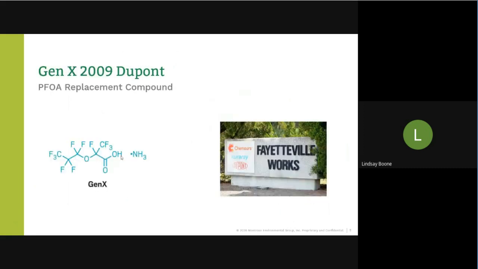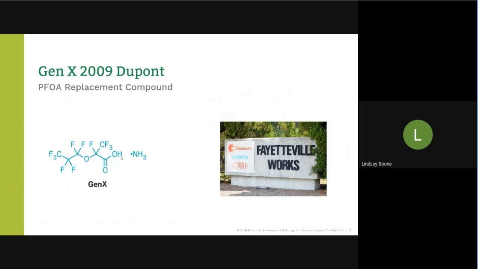Now again, the reason why the North Carolina Department of Environmental Quality, or DEQ, focused on the Cape Fear River Basin is because in 2009, DuPont, which is now Chemours, started manufacturing a replacement product for PFOA at their facility in Fayetteville, North Carolina. That compound was GenX. So GenX has greatly impacted the Cape Fear River Basin.